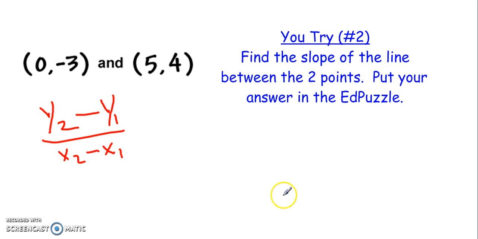Go ahead and put the answer into the Edpuzzle, and then you're done for tonight. We will go over this problem first thing when we come into class.